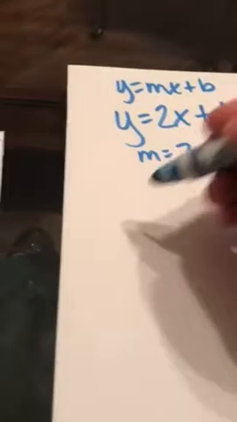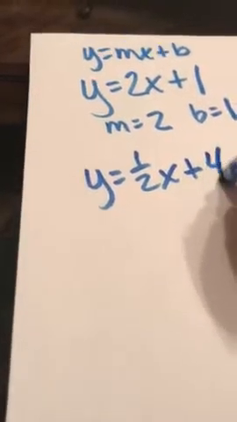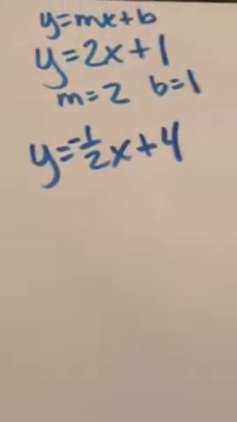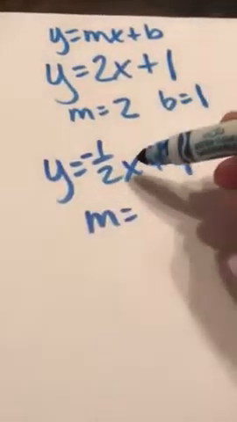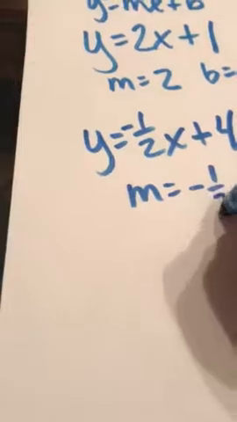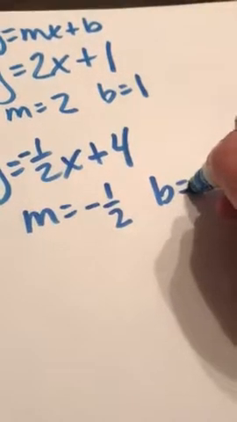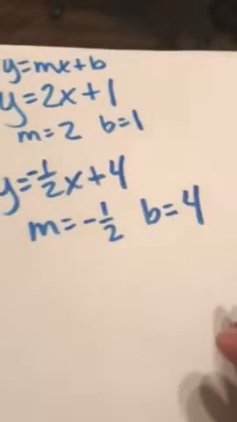Sometimes we get tricky ones. y equals 1/2 x plus 4. All right, so I meant to put -1/2 x plus 4. So now what is the slope? Well, m would not just be 1/2 because the x is actually being multiplied by -1/2. And b, the y-intercept, would be 4. Yes, be very careful.